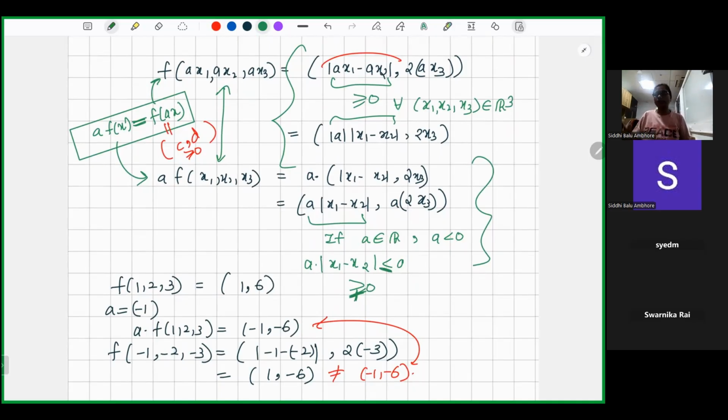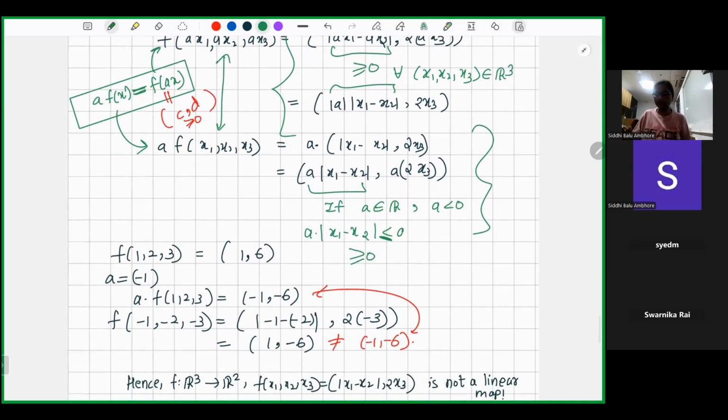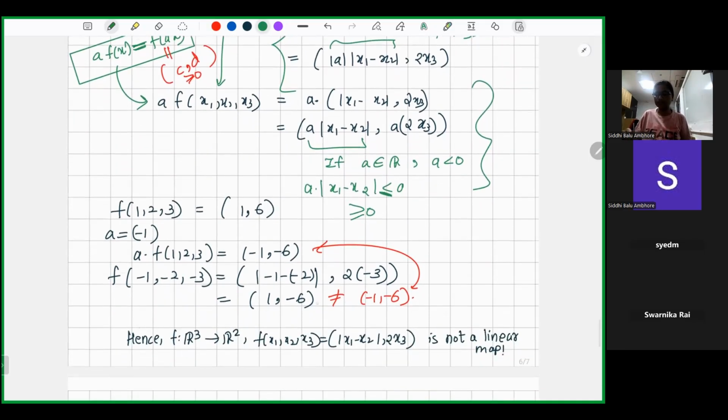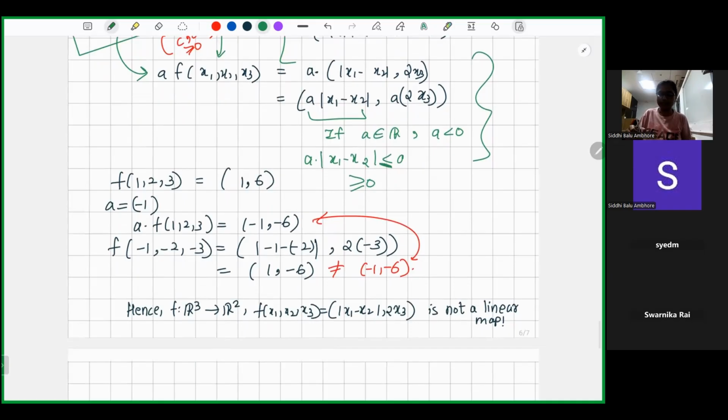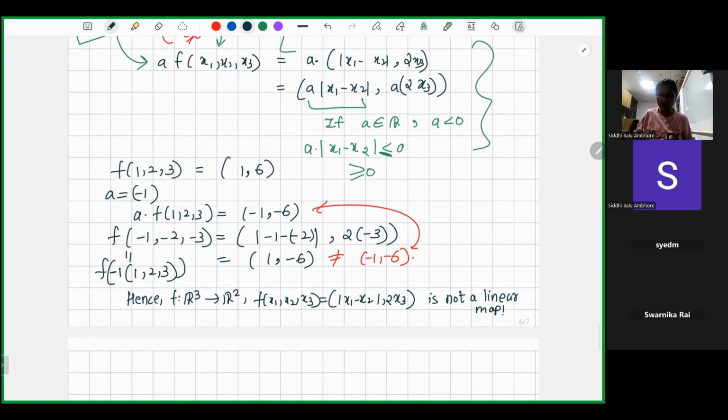And if this is strictly non-zero, then this is something positive and then multiplied. That's exactly what is happening when I am taking f of minus of something. Here, this was my f. This is equal to f of minus 1 into (1, 2, 3), right? My a is minus 1 here.